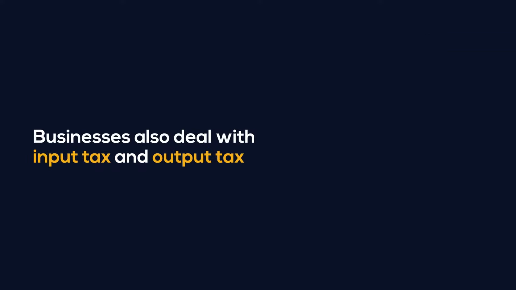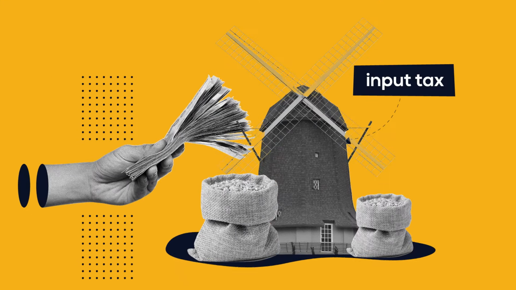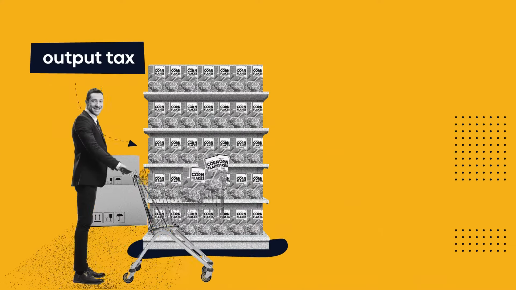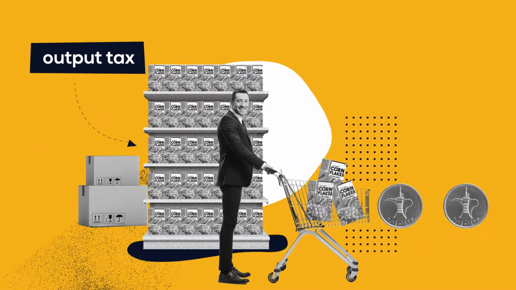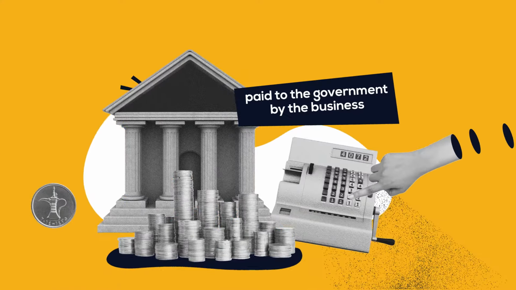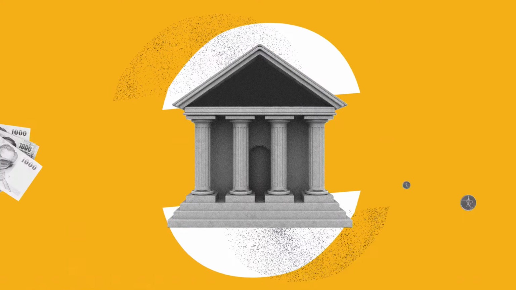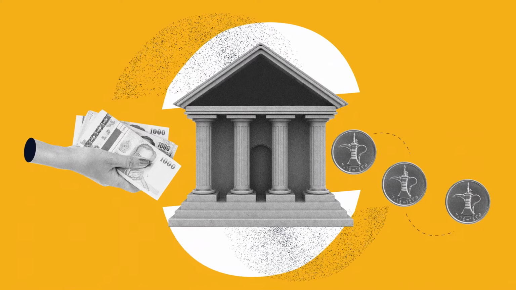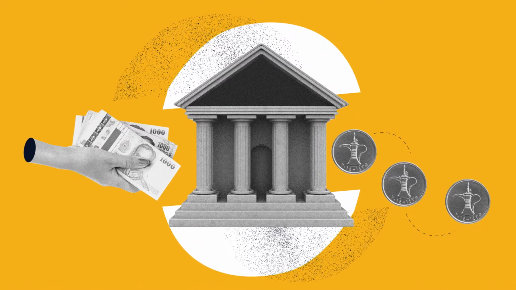Businesses also deal with input tax and output tax in their own business transactions. They pay input tax to suppliers upon purchase of supplies, while output tax is collected from the customer on the sale of goods and services and paid to the government by the business. The payable VAT is the difference between output tax and input tax, while the remainder can be reclaimed from the government.